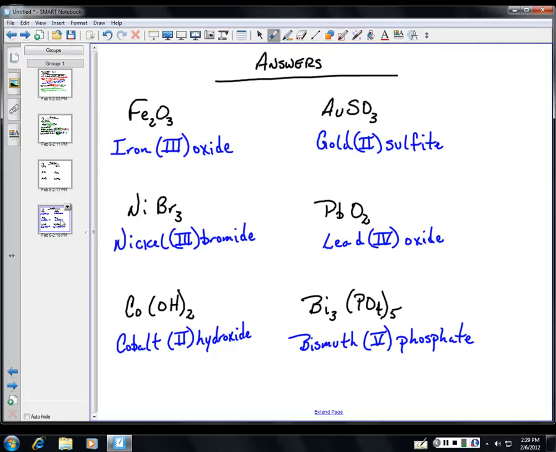Fe2O3 is correctly named as iron(III) oxide. NiBr3 is correctly named as nickel(III) bromide. Co(OH)2 is correctly named as cobalt(II) hydroxide. AuSO3 is correctly named as gold(II) sulfite. PbO2, this may have stumped some of you, is correctly named as lead(IV) oxide. And then the graduation exercise here, Bi3(PO4)5, would be correctly named as bismuth(V) phosphate.